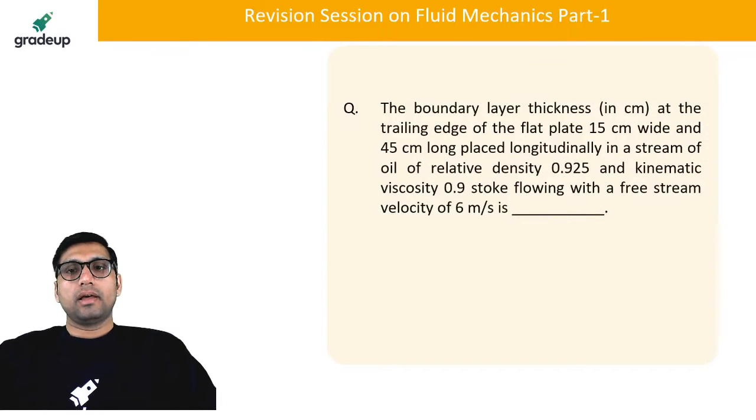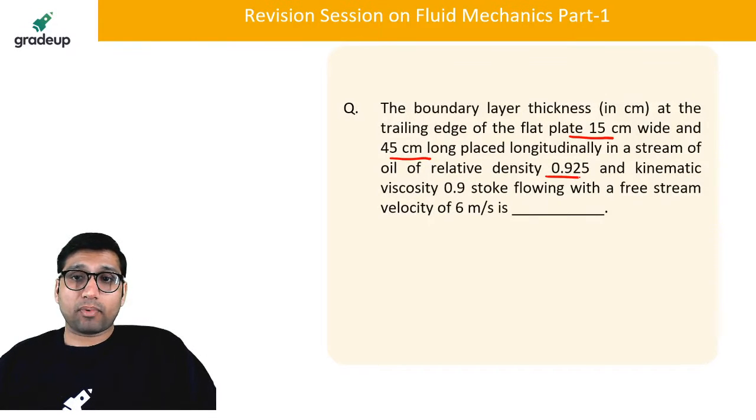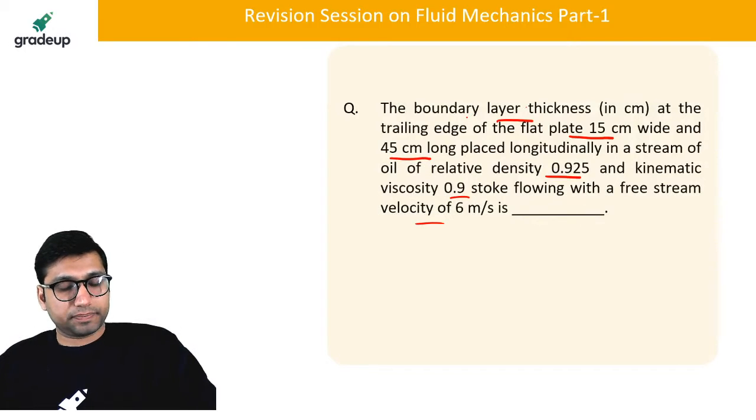Okay. So the boundary layer thickness at the trailing edge of a flat plate, 15 cm wide and 45 cm long, placed longitudinally in a stream of oil of relative density 0.9, is to be found. You have to find the boundary layer thickness simply. Yes, come on everyone, quickly tell me the boundary layer thickness.